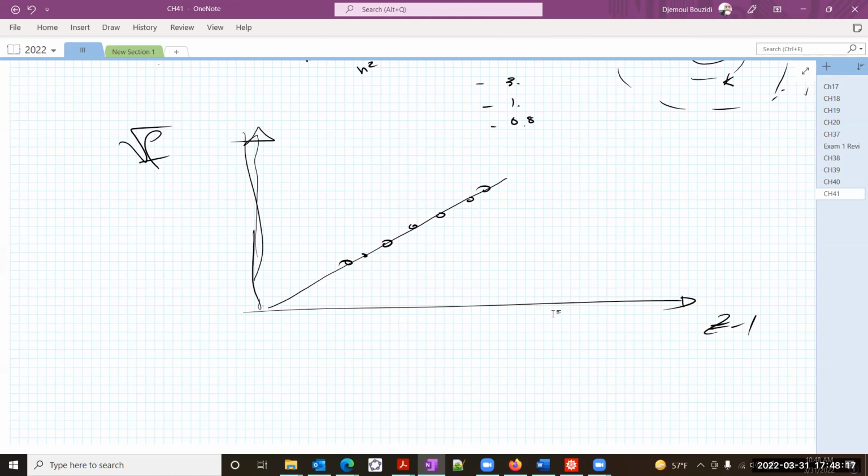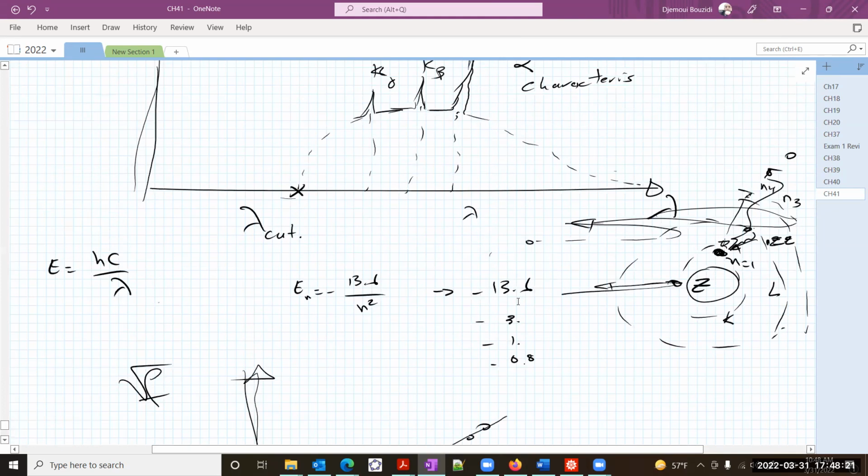So the value should be 13.6 for n equals 1, and 13.6 divided by 4 times Z minus 1 for the different elements in here, which is going to be about what? Something like 10 electron volts times the (Z minus 1) squared. Makes sense, at least in principle. What's going on in here? Yes?